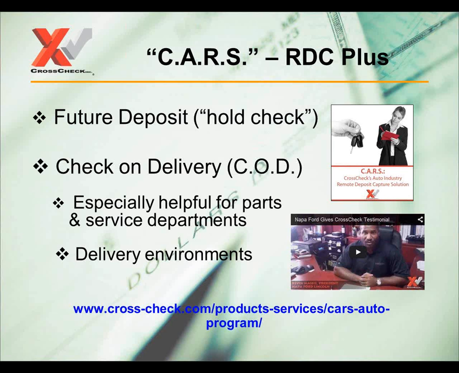And as I mentioned at the beginning of the presentation today, we've also created a separate webinar dedicated to future deposit that dives into more detail.